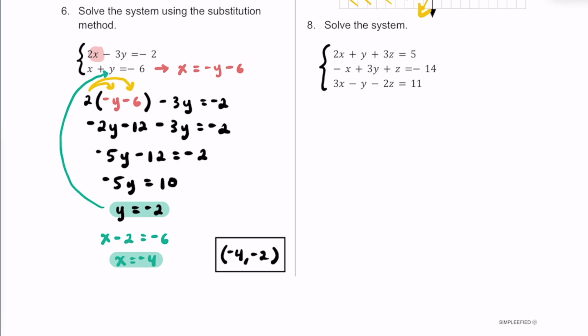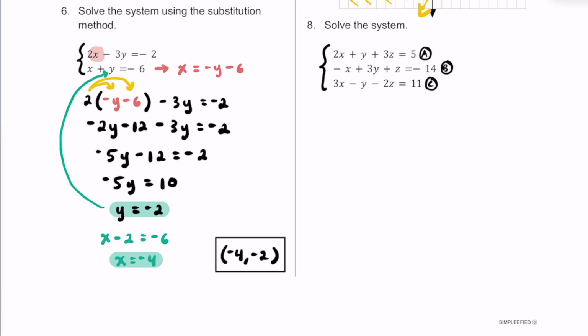For these particular problems, I generally just like labeling our different types of equations. So I'm going to call this equation A, equation B, and equation C. That's just going to help us organize which one I'm talking about. Now, when dealing with these 3 equations and 3 variables, our goal is going to be to eliminate a variable and get 2 equations with 2 variables.